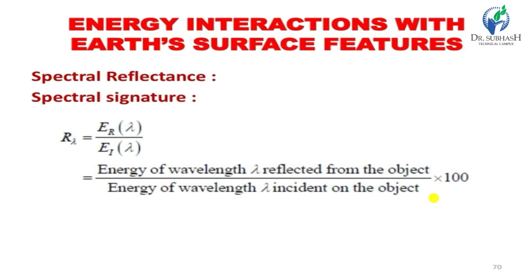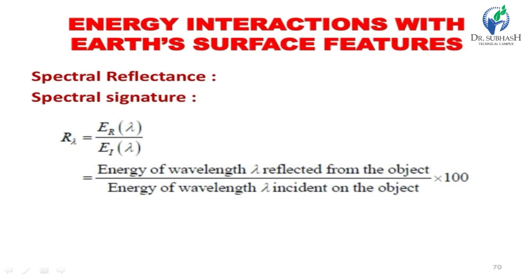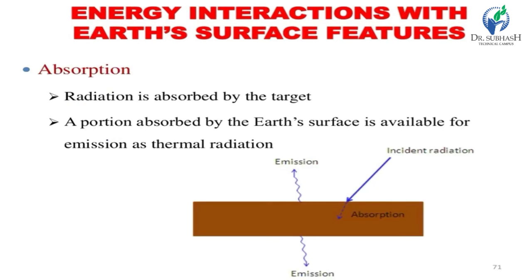That formula is the energy of wavelength lambda reflected from the object upon the energy of wavelength lambda incident on the object, multiplied by 100. So that ratio gives the amount of reflection from the Earth's surface features. Next is absorption. Some amount of energy of certain wavelengths is absorbed by the target. We know that some amount of energy is absorbed, like in black body radiation.